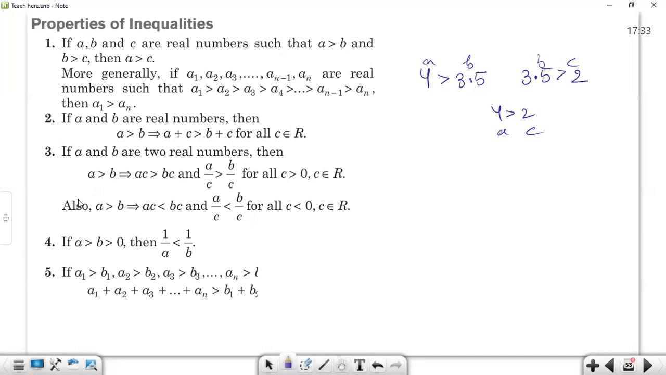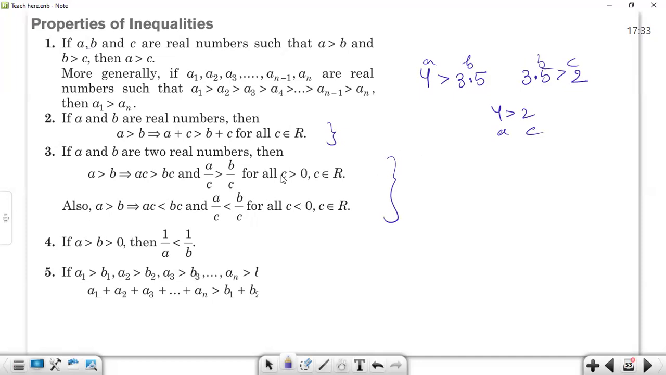Property number 3: if A and B are two real numbers, then we can write if A is greater than B, it implies that AC will be greater than BC and A by C will be greater than B by C. Basically, what we are doing is a mathematical operation. Earlier, what we have done was addition or subtraction. Now we are discussing multiplication or division in inequality. So there's one new change here.